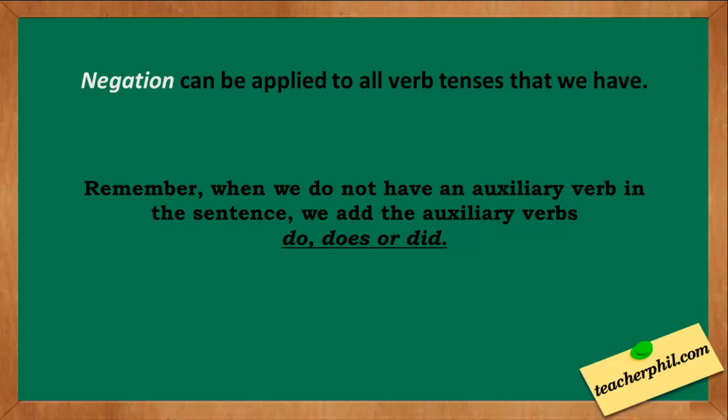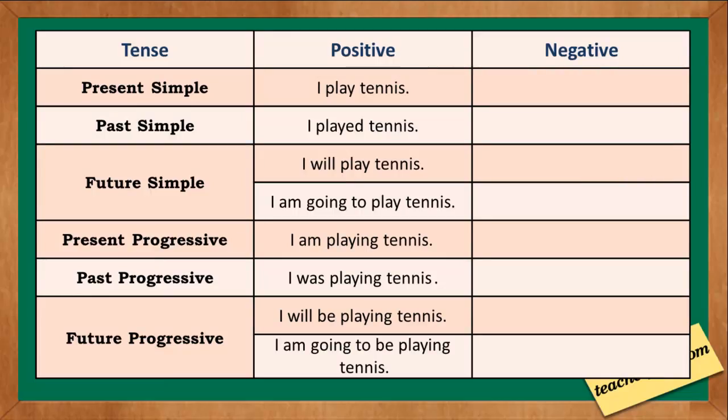Negation can be applied to all verb tenses that we have. Remember, when we do not have an auxiliary verb in the sentence, we add the auxiliary verbs do, does, or did. Try to take note of the following examples.